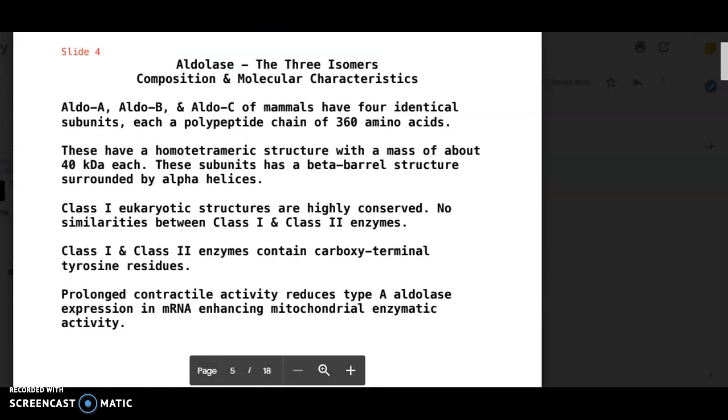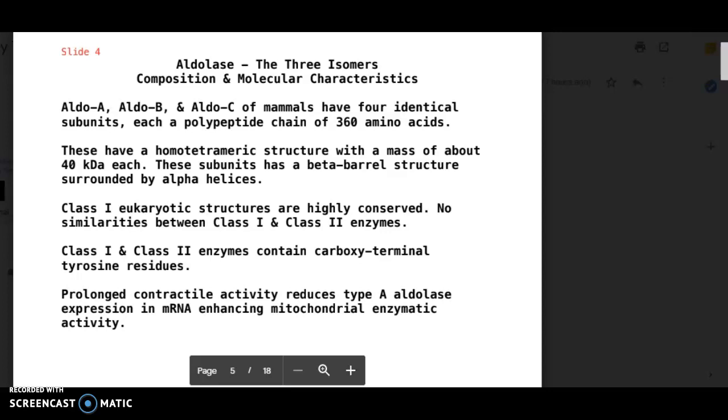As we said before, there are actually three isoforms of aldolase. The three isozymes A, B, and C found in mammals are composed of four identical subunits, each a polypeptide chain of 360 amino acids. The enzyme has a homotetrameric structure with subunits that are approximately 40,000 Daltons in size. The structure of these subunits is a beta barrel surrounded by alpha helices and connecting loops. If the activity of one of the four units of the homotetramer is knocked out, the entire complex is incapable of normal function, indicating a tight communication between these active sites.